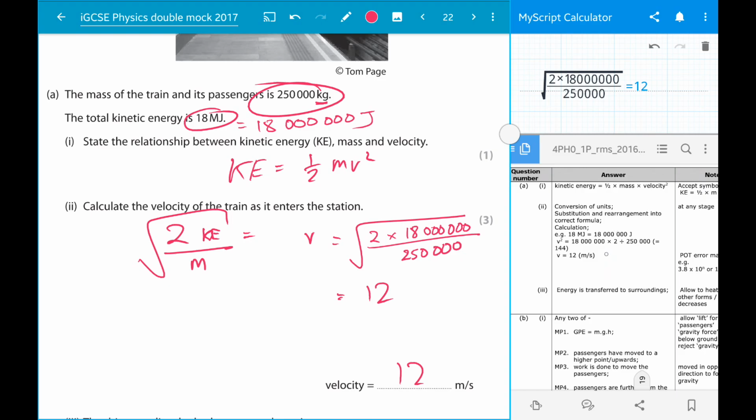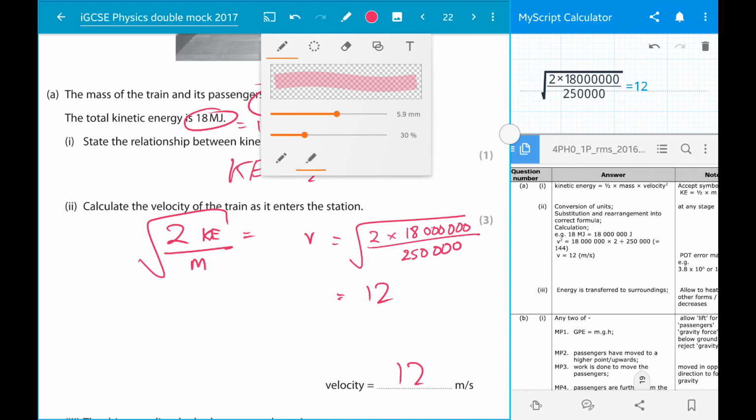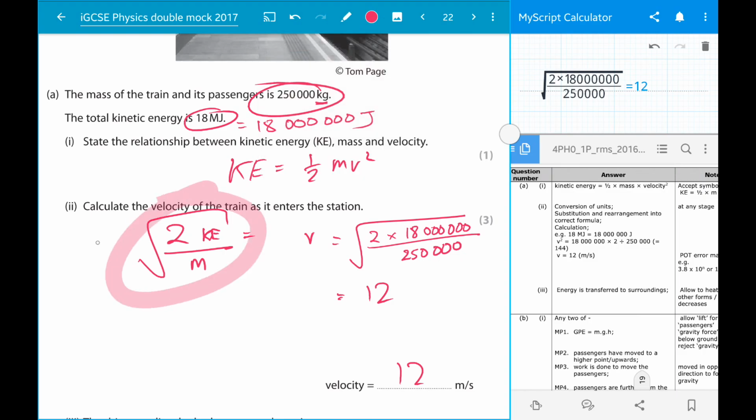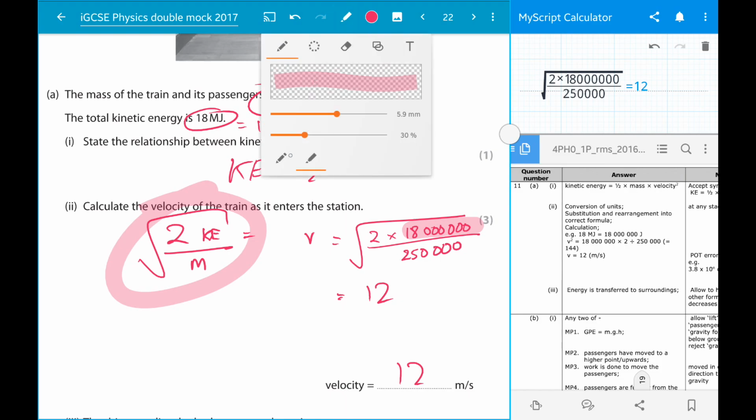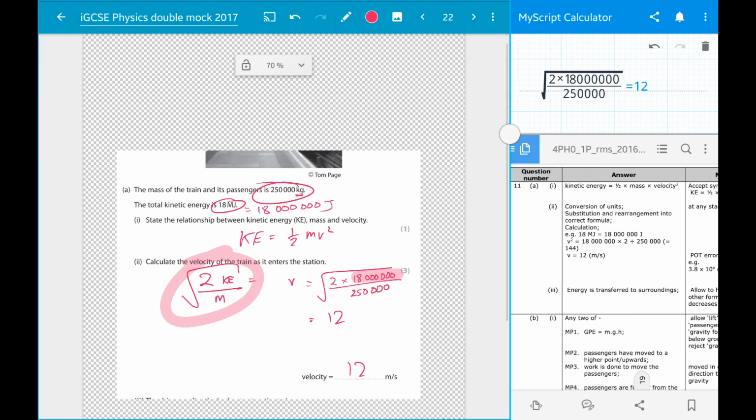Do show your calculation steps. You get 1 mark for, let me just highlight them, rearranging, substitution and rearranging. You get 1 mark for conversion of units. And then you get 1 mark for the calculation and getting 12 out at the end. So that's how you get your marks.